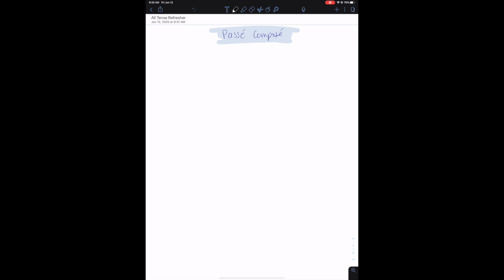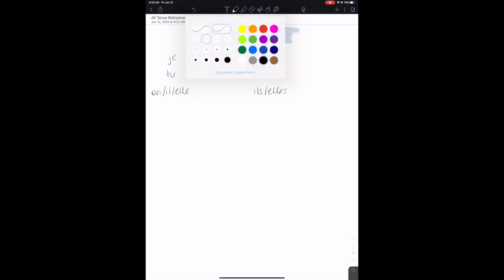So again, we have all of our subjects. I'll just write those in here: on, il, elle, nous, vous, and ils, elles, pluriel. So remember that for Passé Composé, our structure is as follows. I'll put the structure in red here. Structure is subject plus your avoir conjugations plus the past participle.